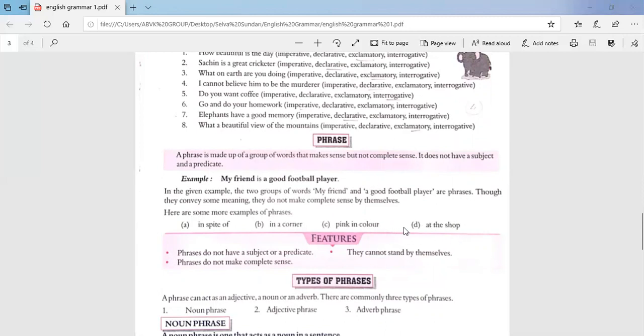What is pink in color? Who is in a corner? What is in a corner? In spite of? What is in spite of? So all these questions remain, and so this is incomplete. They are called a phrase.